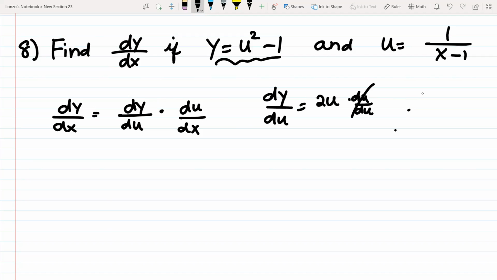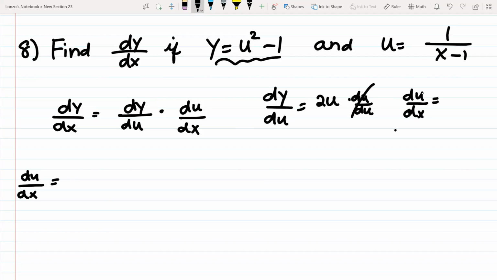And then let's find the derivative of du over dx. Let me put it here, du over dx. So this is like taking the derivative in respect to x. You do have to use the quotient rule. So actually, no, I won't. I don't have to use the quotient rule.